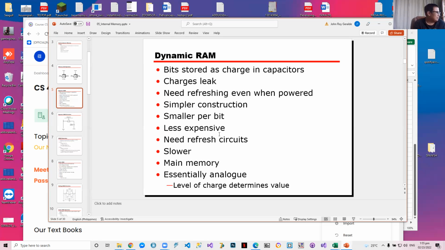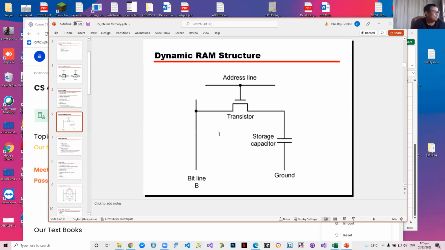That means its 1 is a range of values from, shall we say, 3 to 6 volts, no? It's not fixed. Okay? So the level of charge determines the value, no?